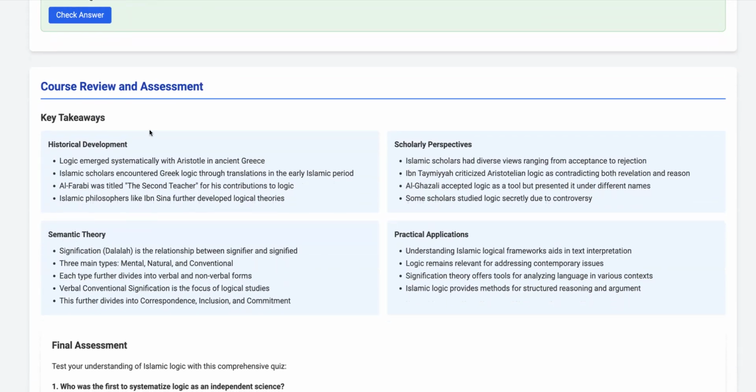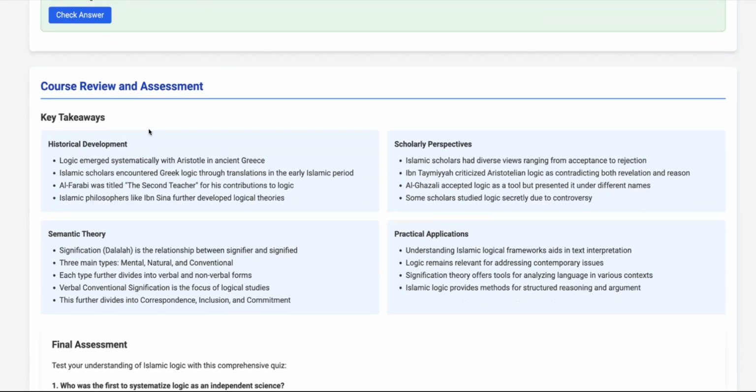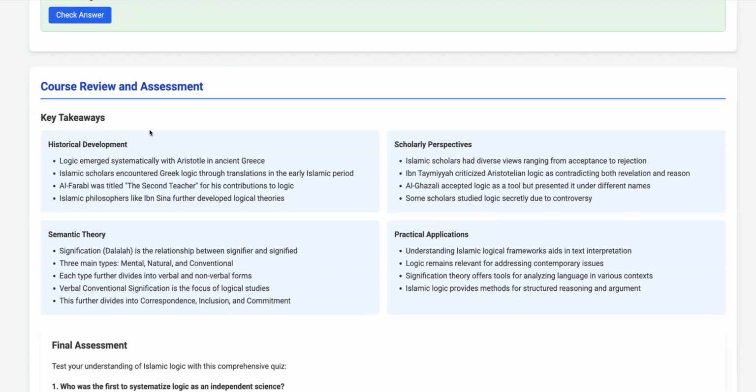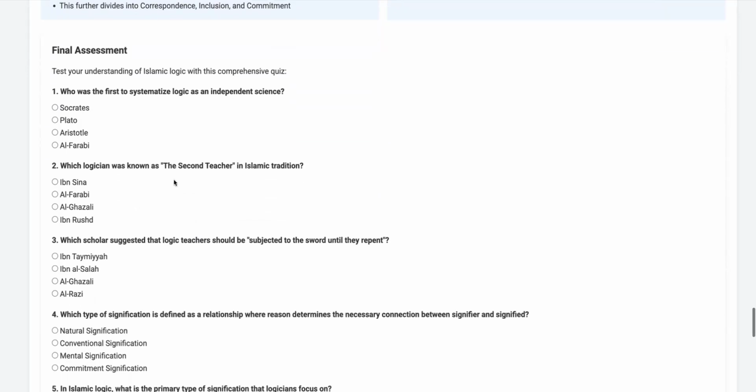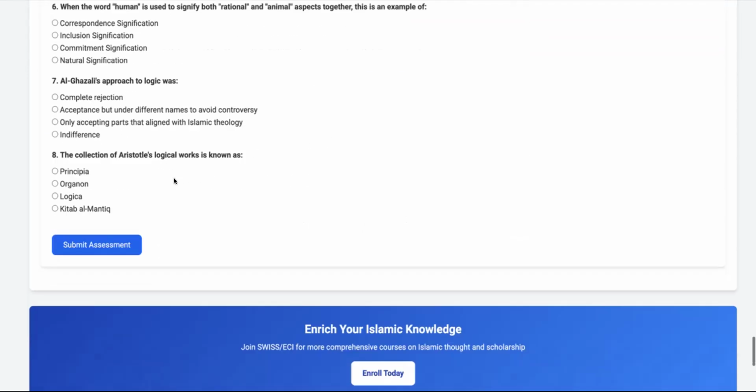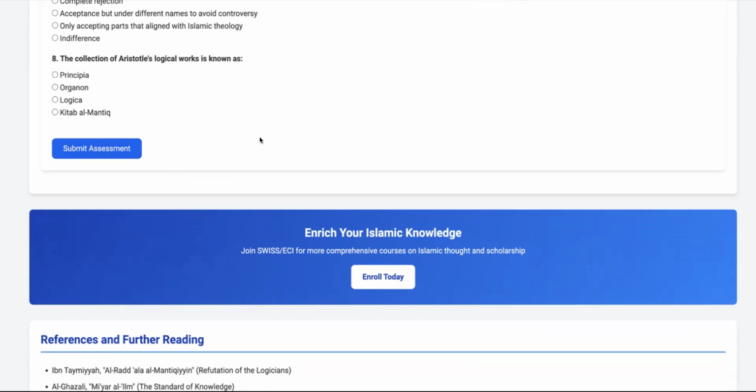And finally, here's the course review and assessment that you want to take from these lessons. The historical development, talked about. Semantic theory, talked about scholarly perspectives after historical development. Then we talked about semantic theory. And then we talked about practical applications for each of these sciences. And then here is your final assessment that if you were a student at our school, you would take these 8 questions and you would submit them here.